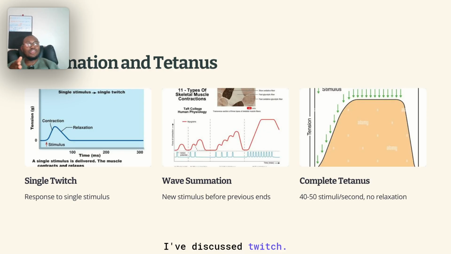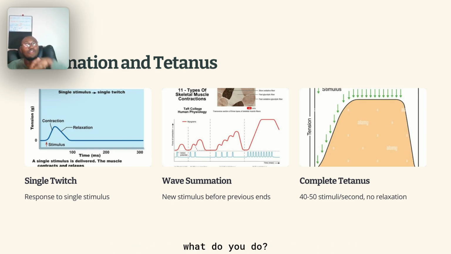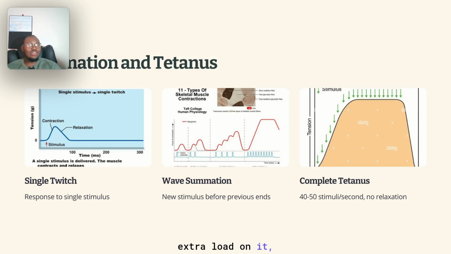I've discussed twitch, I've discussed summation, I've discussed tetanus. So for example, if you want to lift a box and someone places an extra weight on top of the box, what do you have to do? Contract more to lift that box. That is what recruitment is. So you are recruiting more muscle fibers. If I ask you a question like that, as you are lifting a box and somebody puts extra load on it, you have to contract more, what is it called? It is called recruitment of more muscle fibers.